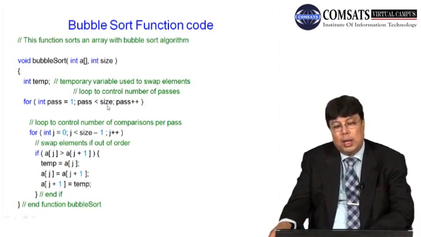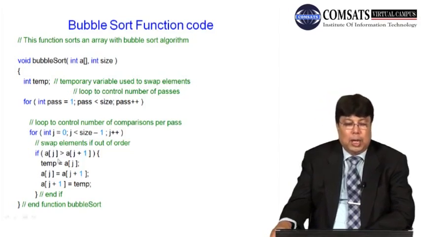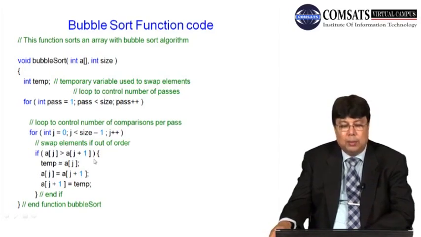Here the passes will be less than size. If size is 10, the passes will be 9. If size is 8, then the passes will be 7. Okay, then we compare two consecutive elements, a of j with a of j plus 1. If they are not in order, we swap the two. In temp we put a of j, and then a of j is equal to a of j plus 1, and a of j plus 1 is equal to temp.